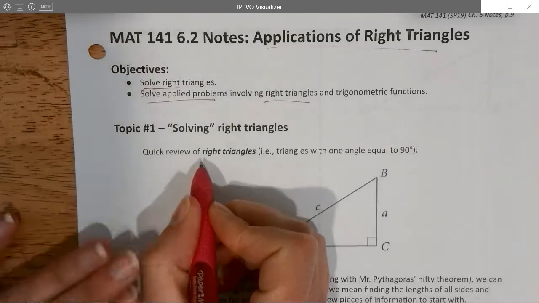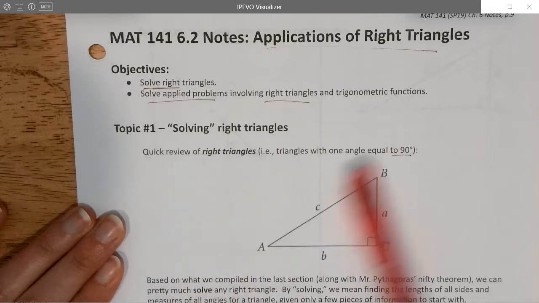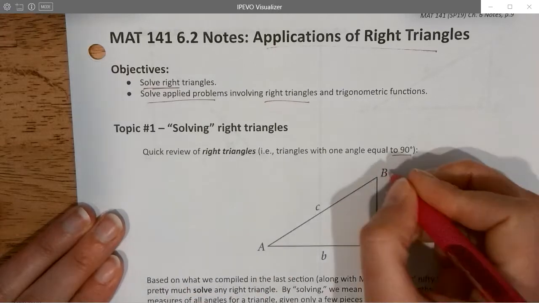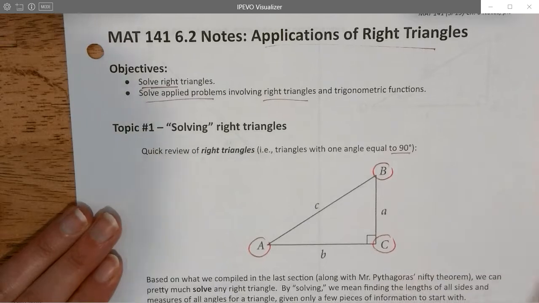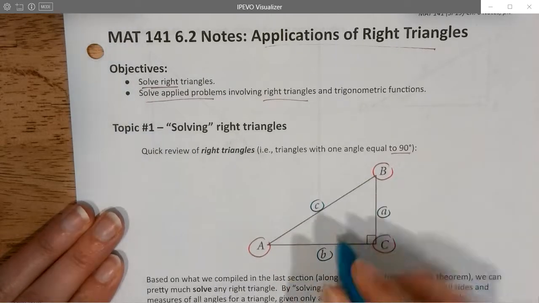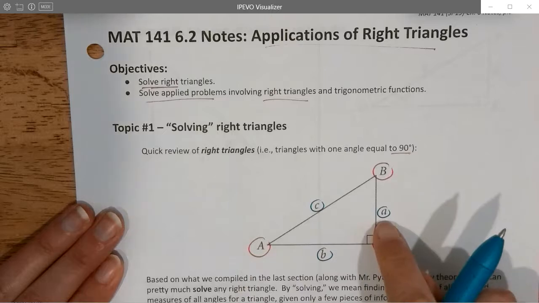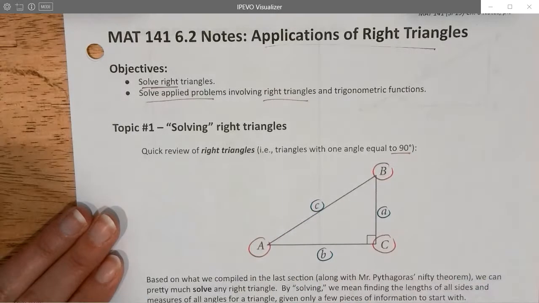Quick review, a right triangle is a triangle where one of the angles is equal to 90 degrees. In this diagram, the angles are labeled with the capital letters A, B, C, and then the sides are labeled with the small letters a, b, c. Angle A is across from side a, angle B is across from side b, etc. That's one of the common ways to name a triangle.